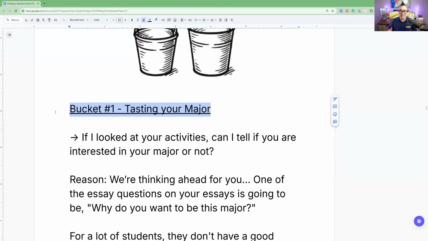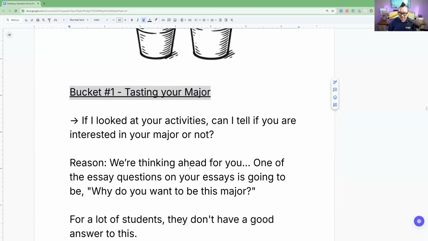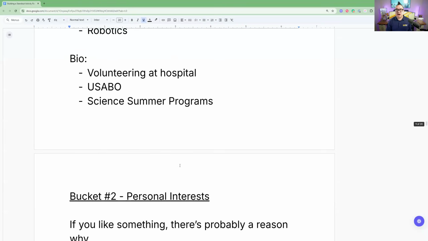If you guys can understand, I'm gonna give you a bunch of ideas, and then you kind of put them into one of these two buckets. If it doesn't fit any bucket, don't do it. If you do that, that's just doing things for the sake of college. Don't do that.